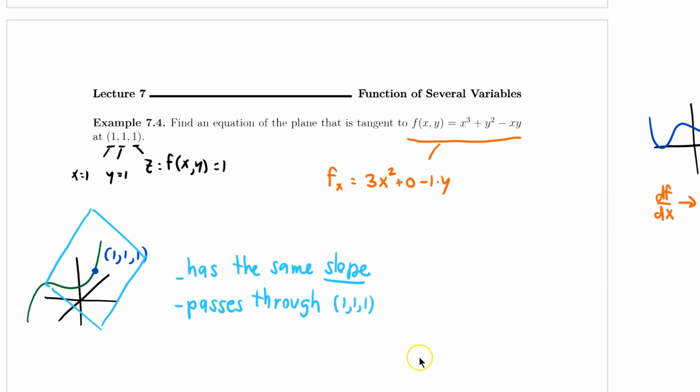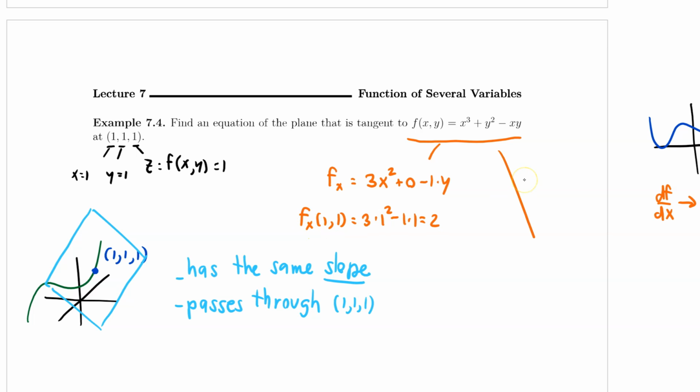And I would like to find the tangent plane at the point (1, 1, 1). So the values of my x and y are going to be 1 and 1. So I'm going to evaluate this at the point (1, 1). And what I'm going to get is 3 times 1 squared minus 1 times 1, and I'm going to get 2. Okay, so now I found f sub x.